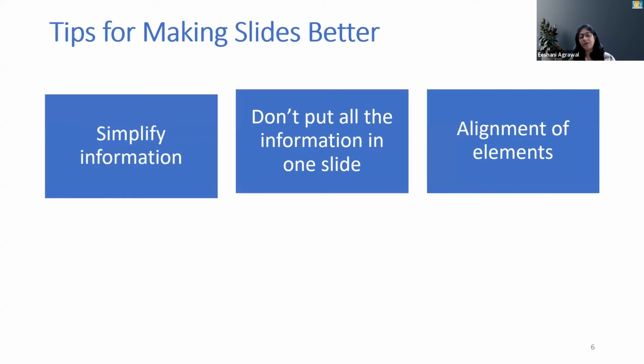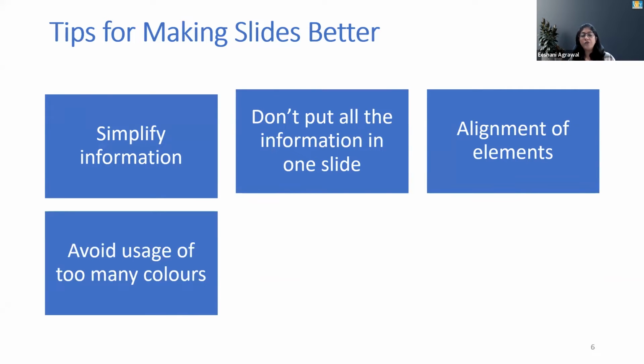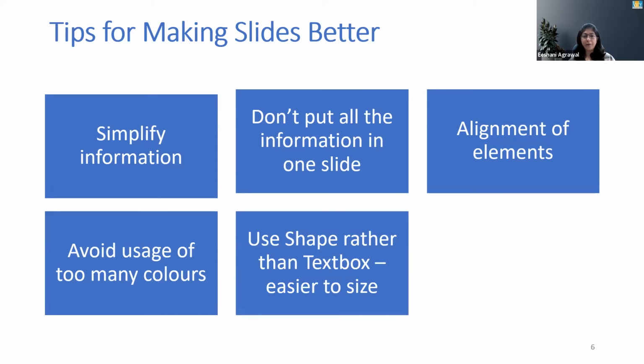Three, alignment of the elements. Very important. The spacing between the elements, the spacing from the title, the spacing on the sides, the spacing on the top and bottom, everything will matter. Avoid usage of too many colors like we saw, because the work of color is to get the attention of the audience at a specific place. Now, when we overuse the colors, then the attention is also confused about what is important. What should I read? And if there's too much to read, then again, it's very bad.